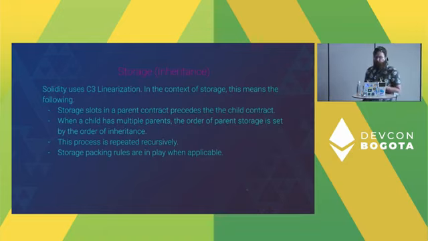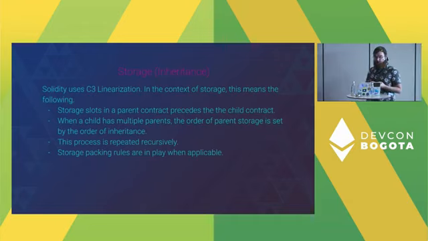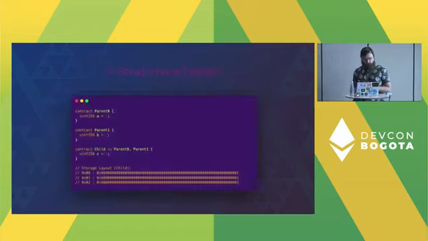So one more thing to mention, something that's really important to note, is storage in regards to inheritance. Solidity uses C3 linearization. So basically, in the context of storage, what this means is storage slots in a parent contract precede the child contract storage. When a child has multiple parents, the order of the parents' storage is set by the order of inheritance. And this process is repeated recursively, and storage packing rules are still in play when applicable.